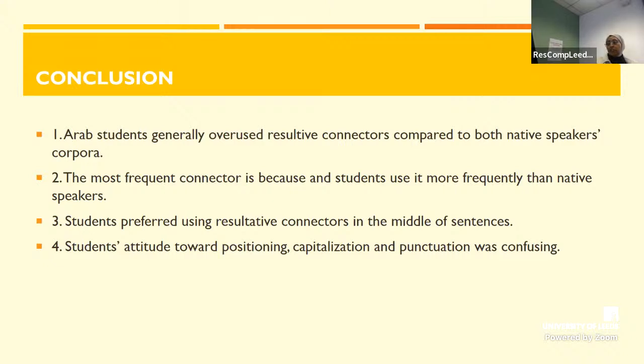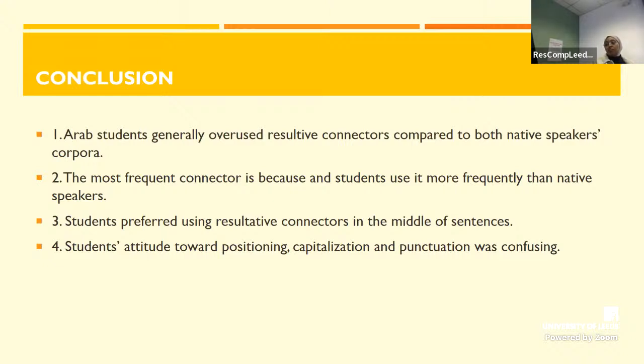The third result is that students preferred using the resultative connectors in the middle of sentences, which we can say is because they do not want to make mistakes, so they avoid them. That's why they try to use it in the middle, because they're not sure what to do or what punctuation to use if they use it at the beginning. So they prefer the middle position since they feel it is safer and more accurate.